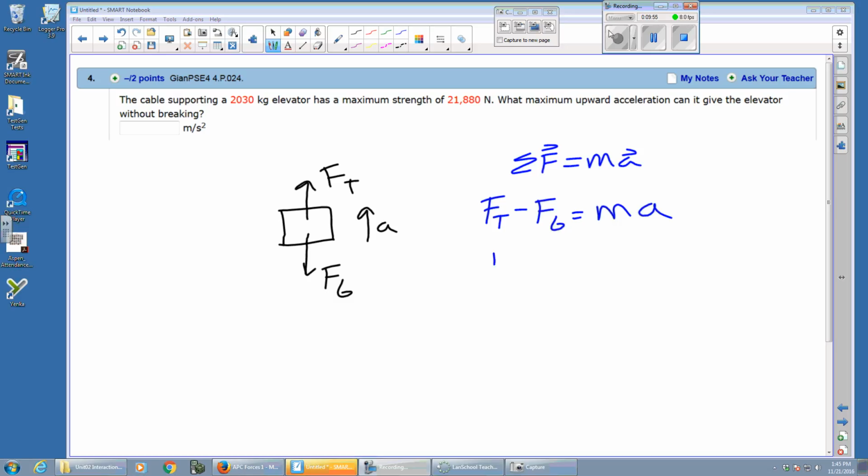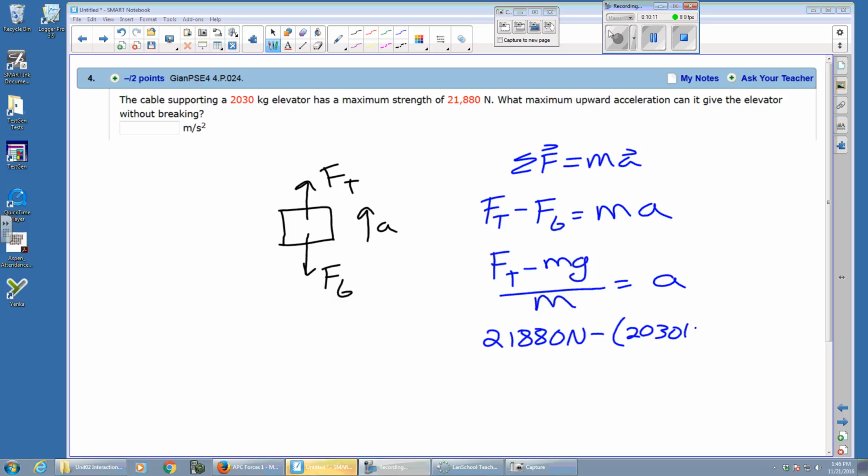So FT minus mg over m equals a. Substitute in 21 newtons minus 30 kilograms times 9.81 newtons per kilogram equals a.